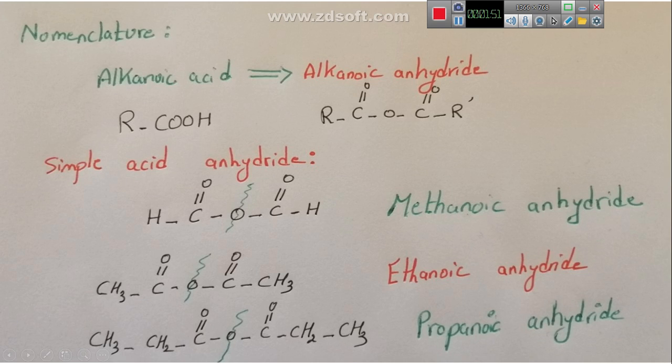The third example, we have here 1, 2, 3 carbon atoms on the right side of the middle oxygen, and 1, 2, 3 carbon atoms on the left side of the middle oxygen, meaning that they are symmetric, the same. You name it only once. 1, 2, 3, propane, you eliminate the E, then you add OIC, propanoic anhydride.